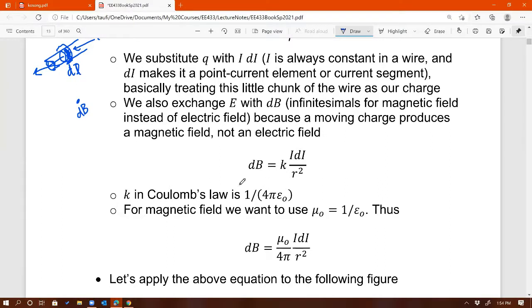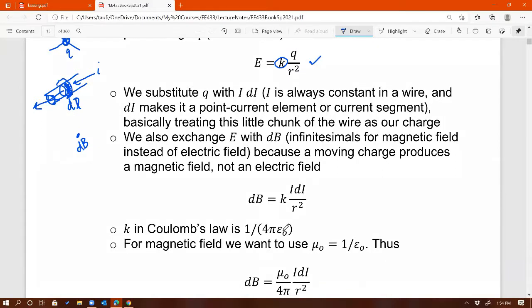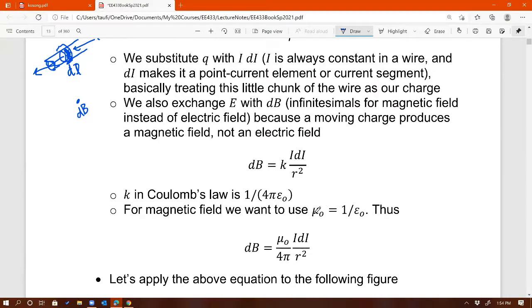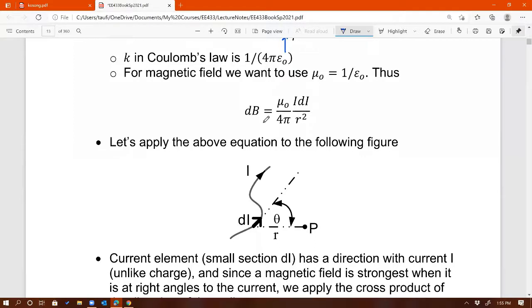Okay, and then K in Coulomb's law is equal to 1 over 4 pi epsilon naught, where epsilon is our permittivity, the permittivity of materials. But for magnetic field, we don't use permittivity, we use permeability, which is mu naught. And mu naught is the inverse of permittivity. So if you replace epsilon naught with 1 over mu naught and put it into this K, you get a new equation that states that dB is equal to mu naught over 4 pi I dl over R squared. And that's the basic Biot-Savart law right there.